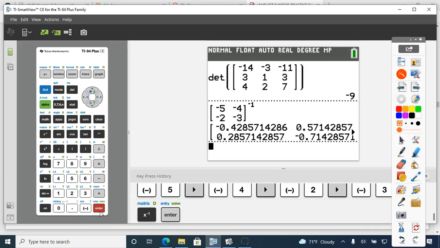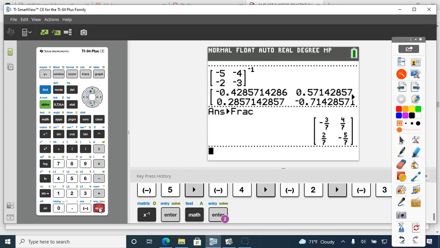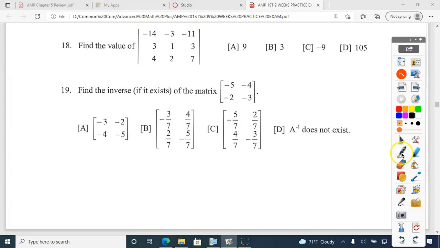As you can see, your answers are not decimals. They're all a bunch of fractions. So if you want to change that to fractions, same way you always have, you can just hit math, enter, enter, and it will change them to fractions for you. And you can see that B is your answer. Okay, B.